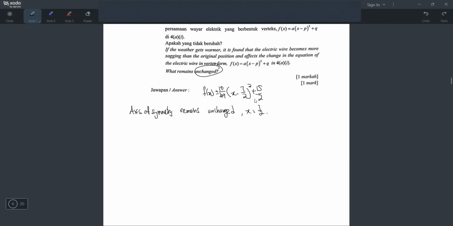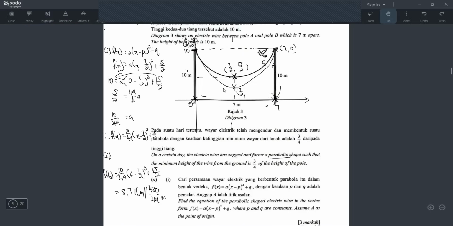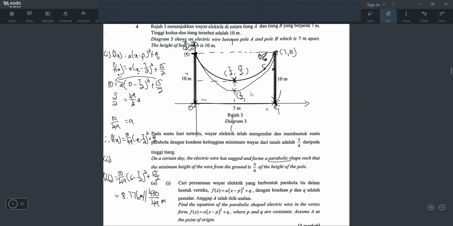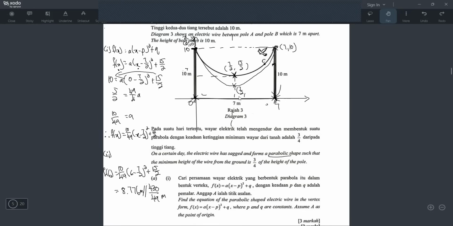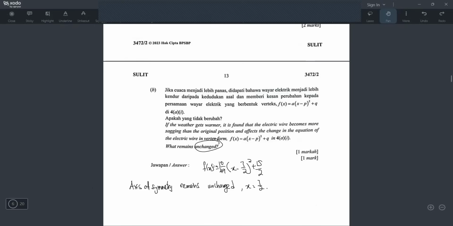Okay, what about this value? Will this value change? The axis means the x coordinate of the turning point will not change, but what about the y coordinate? It will change, right? Because I already drew it for you. Yeah, can you see? The y coordinate has become lower, so the height has changed already, right? Then what about the a?